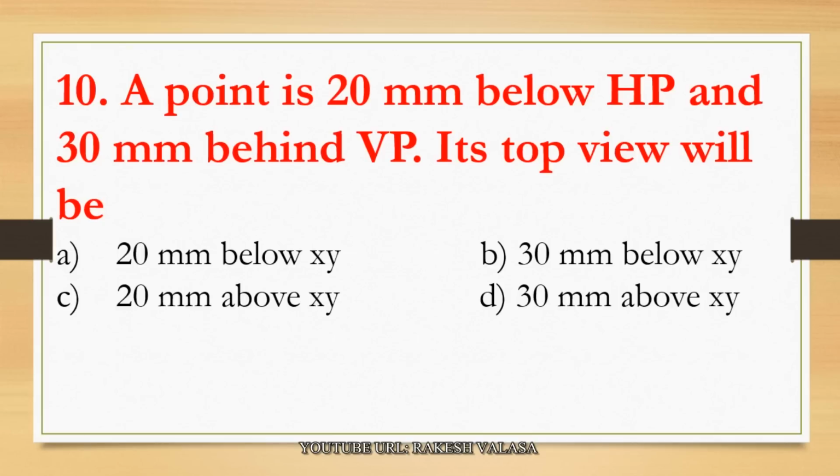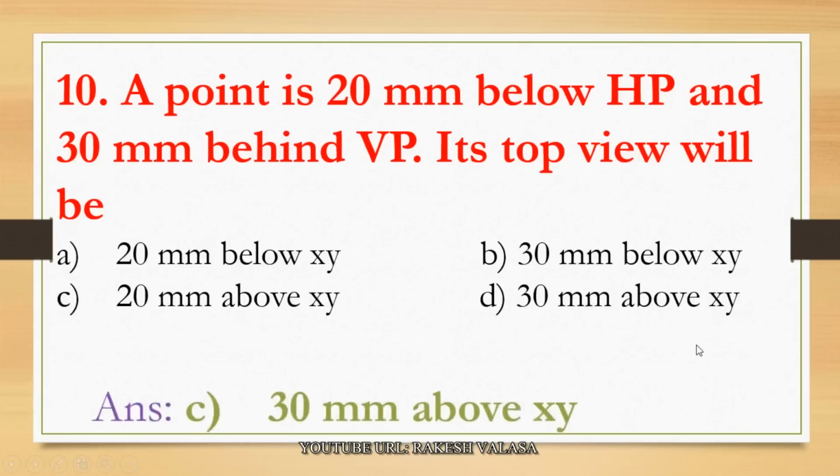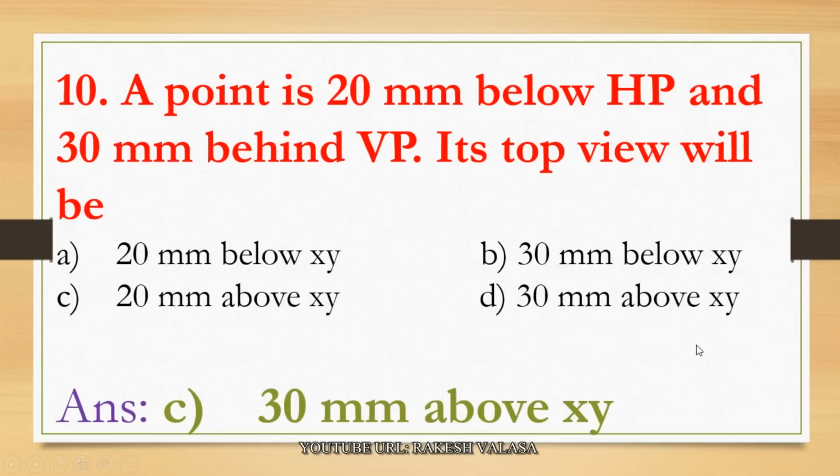Behind and in front give only the top view. So here, 30 mm behind VP. The correct answer is 30 mm above XY. Here, below and behind means the point is in the third coordinate. In the third coordinate, the top view is above XY. So the correct answer is option D, 30 mm above XY. You can also see this image, 30 mm above XY.